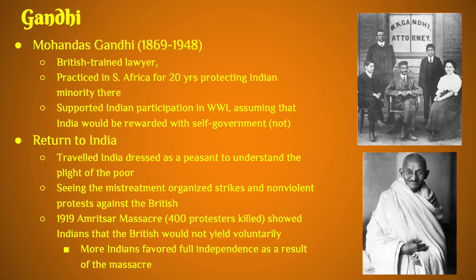There was one in 1919 called the Amritsar Massacre, in which 400 nonviolent protesters were killed. And that really showed Indian people that the Brits were not going to just walk away voluntarily from India. And as a consequence, now you have more Indian people who are favoring full independence. Due to that massacre, they now recognize the need to have their own independent nation.